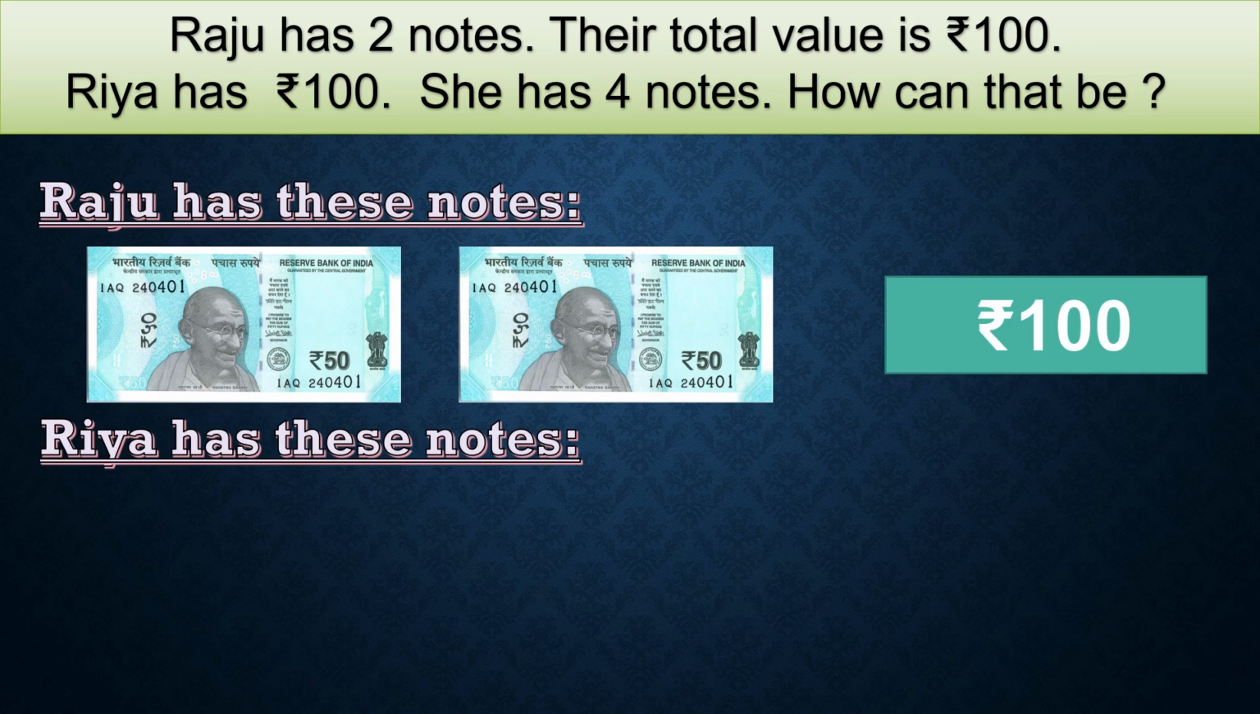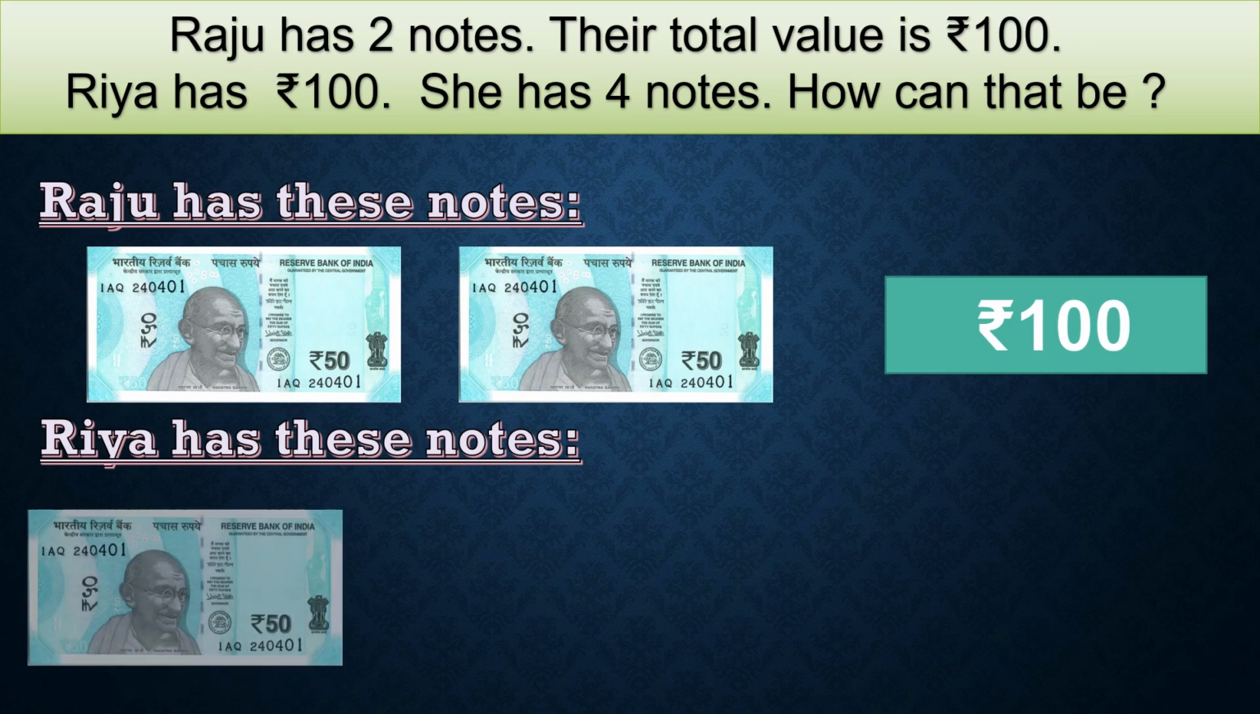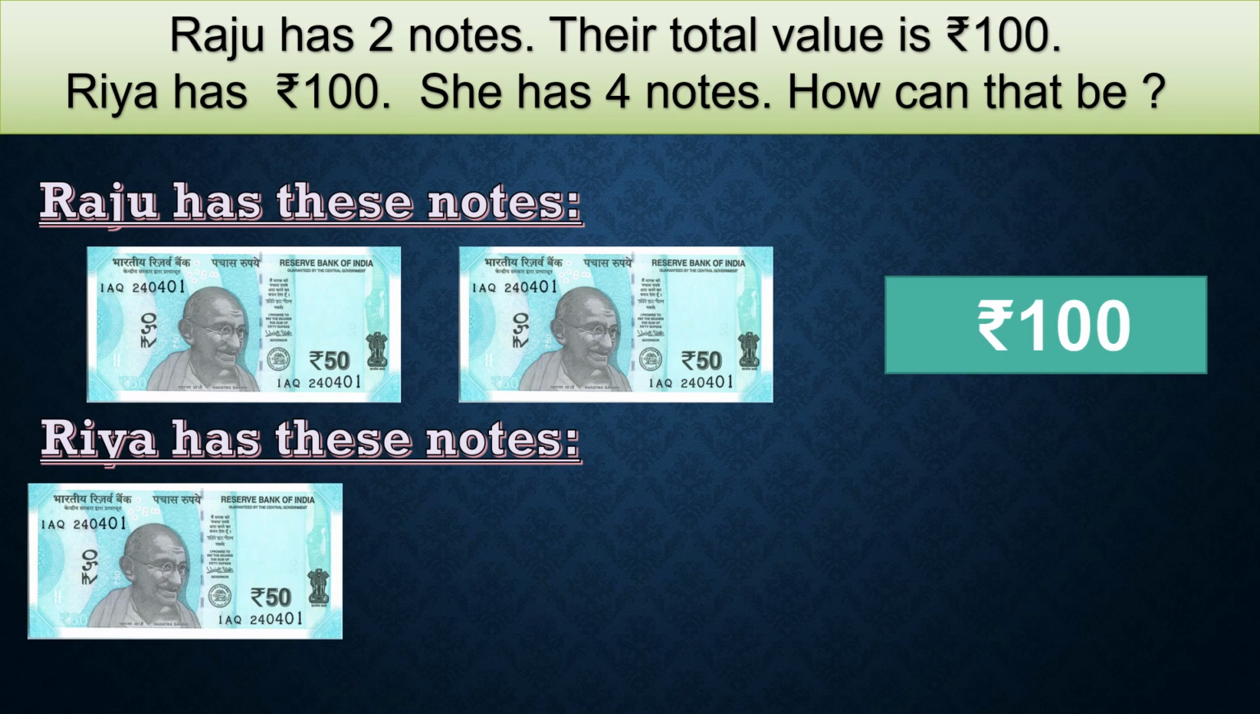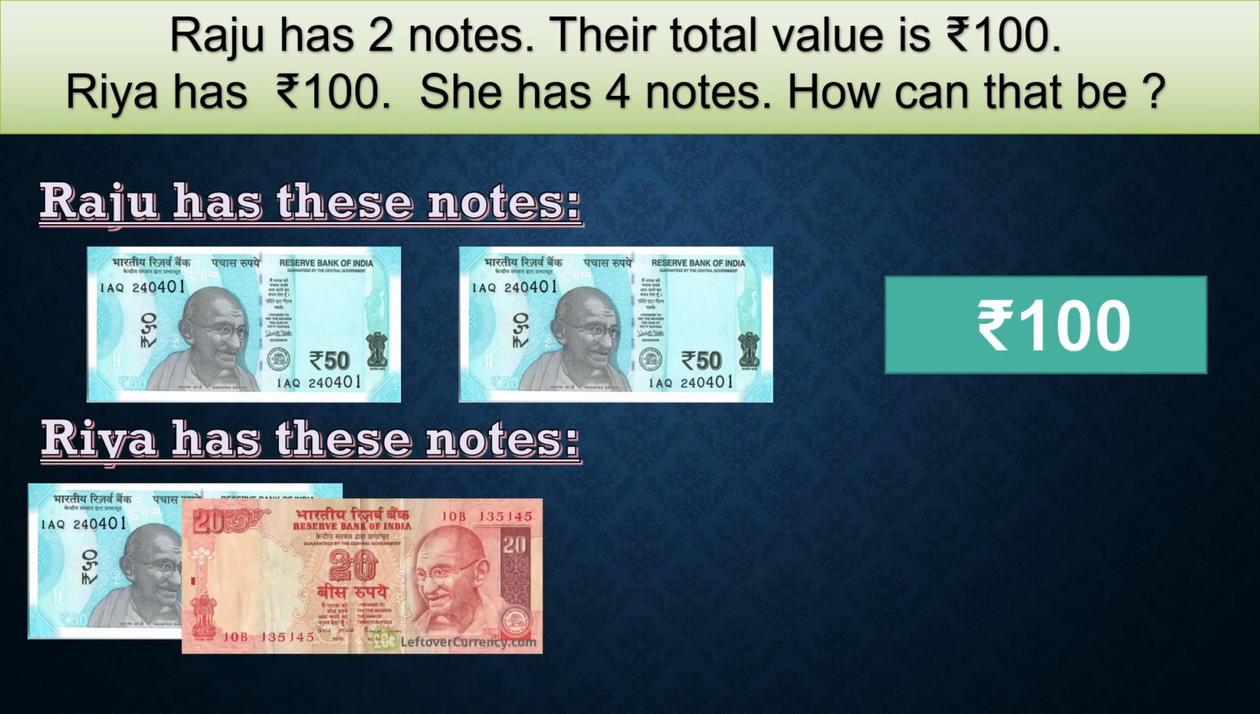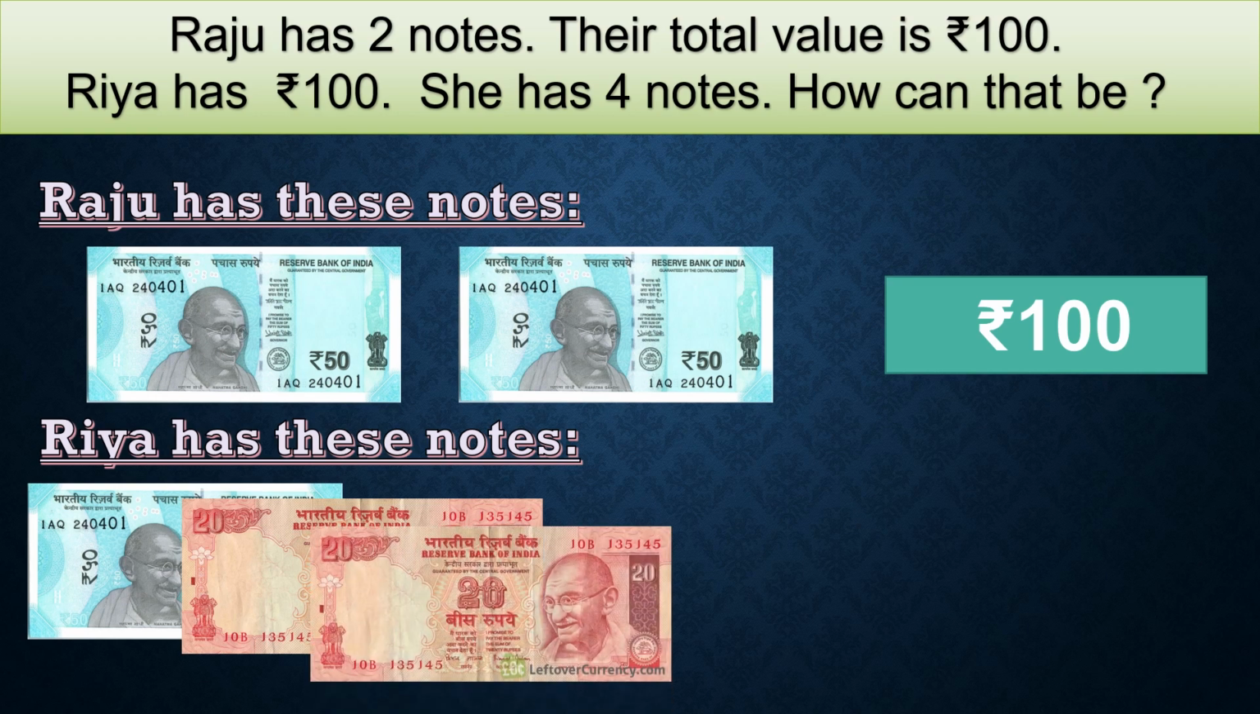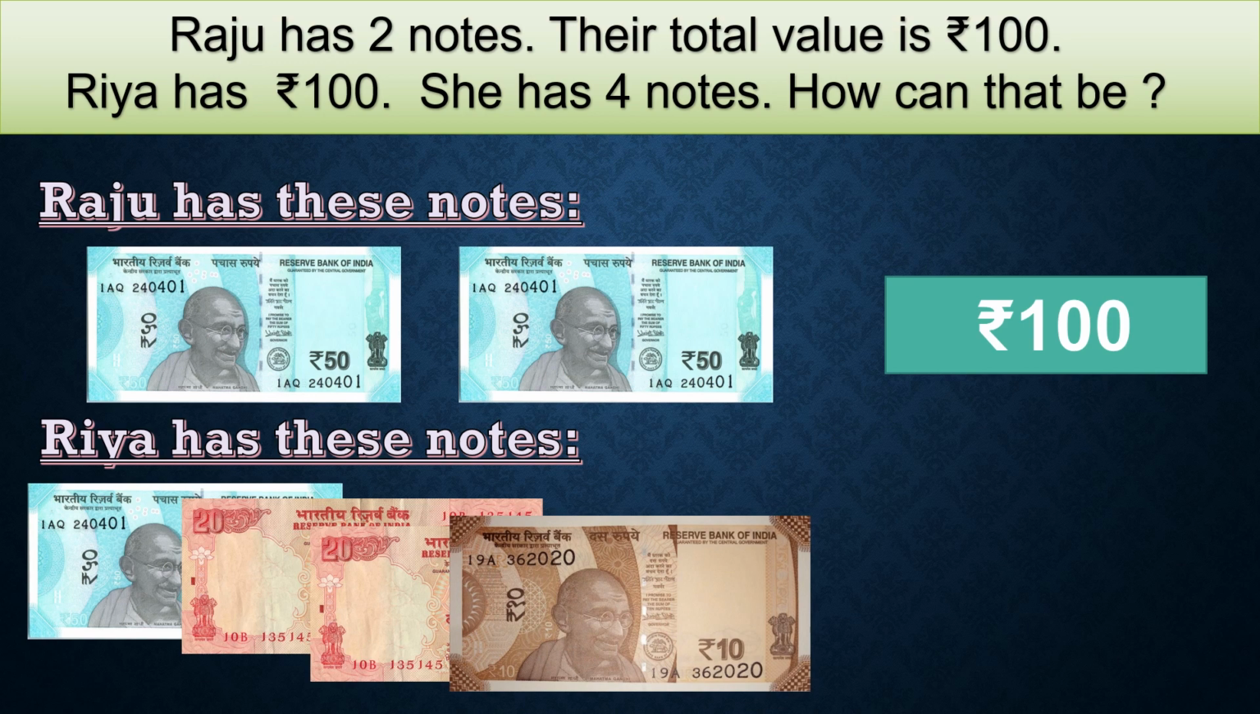Now let us see the notes with Riya. Riya has 4 notes. Riya has a 50 rupees note, 2 20 rupees notes, and a 10 rupees note. Let us add them together.